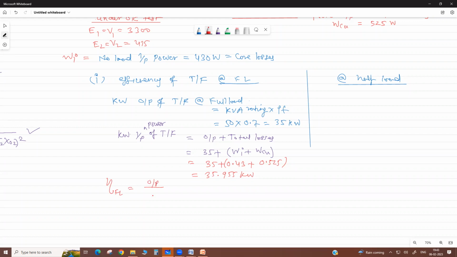Therefore, efficiency at full load is output by input into 100. The output is 35, the input is 35.955, into 100.